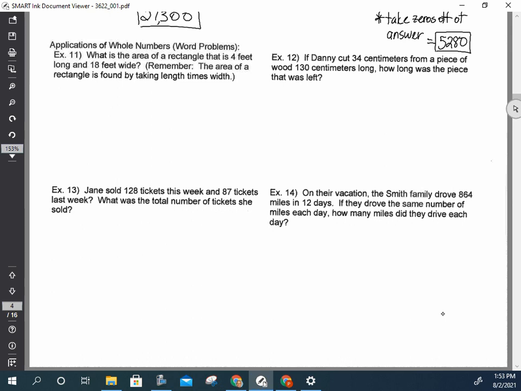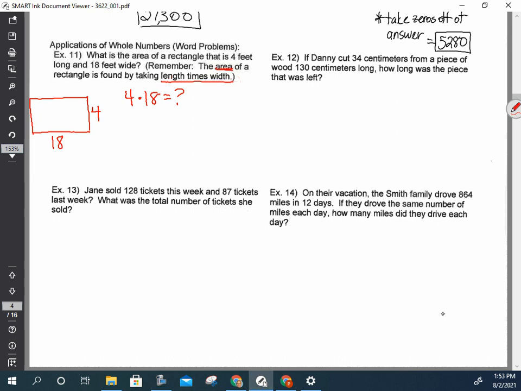So example 11. What is the area of a rectangle that is 4 feet long and 18 feet wide? Remember, the area of a rectangle is found by taking the length times the width. First thing you do with every word problem is to read it. Gather information. So you have a rectangle that is 4 feet long, 18 feet wide. Of course, this is not drawn to scale. They're telling you that the area is length times width. So that means we're looking for what is 4 times 18. So that's what they want us to solve for.